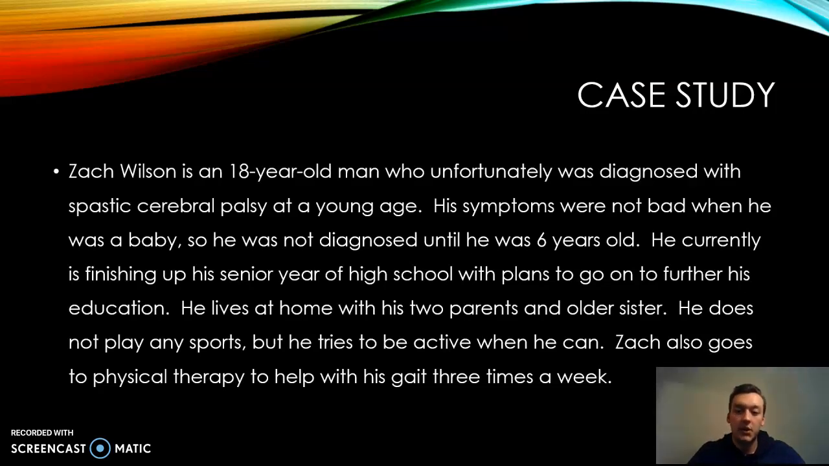He currently is finishing up his senior year of high school with plans to further his career in education. He lives at home with his two parents and his older sister. As of right now, he's not playing any sports, but he enjoys being active whenever he can. Zach also goes to physical therapy 3 times a week in order to improve his balance and his gait.